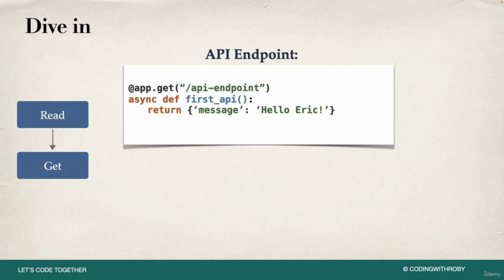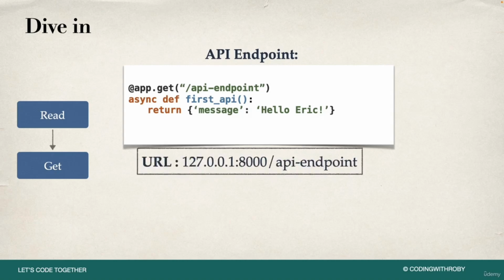And we can do this by adding a decorator above the Python function of @app.get, and now we can specify the API endpoint that will call this function. And we're going to specify it as API-endpoint. So when we start the application, FastAPI is going to spin up the URL of 127.0.0.1 on our port 8000.